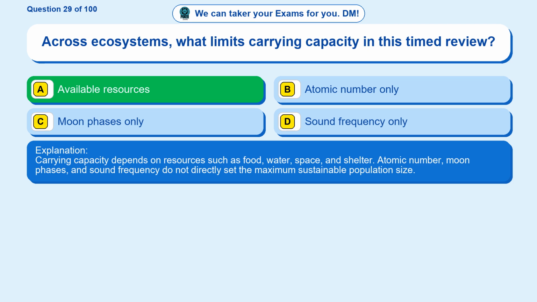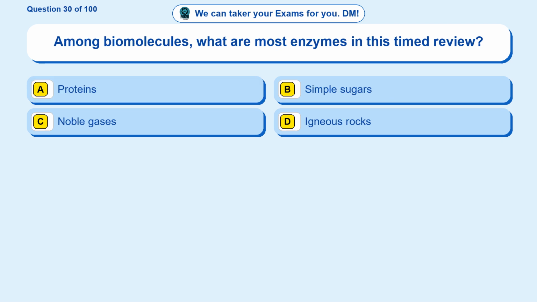Question 30. Among biomolecules, what are most enzymes in this timed review? Option A, proteins. Option B, simple sugars. Option C, noble gases. Option D, igneous rocks. The correct answer is option A.